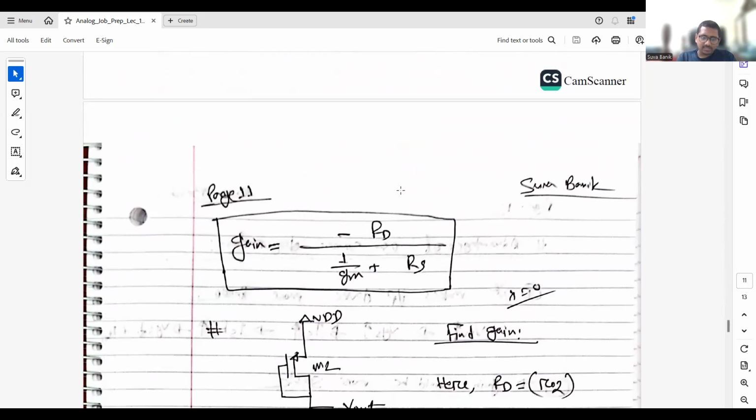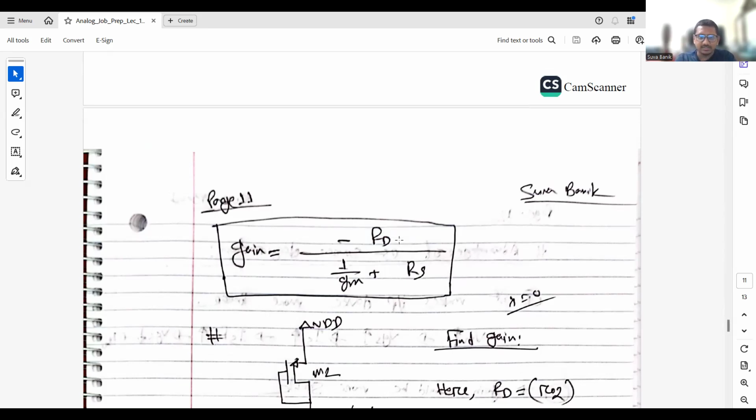The output is that the gain of a common source amplifier with source degeneration is minus RD divided by (1 over gm plus RS). RD, as you already know, is nothing but the drain resistance. RS is nothing but the resistance between the source terminal and ground. So it's very simple: minus RD divided by 1 over gm plus RS. It's very easy, right?